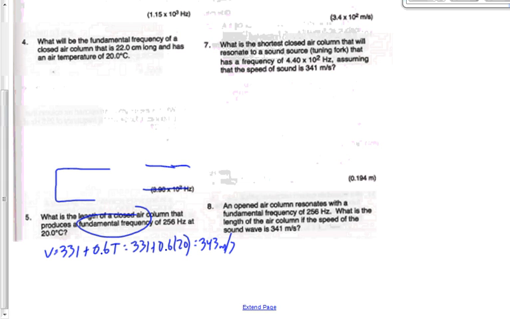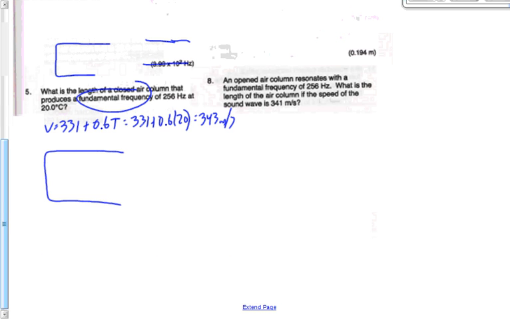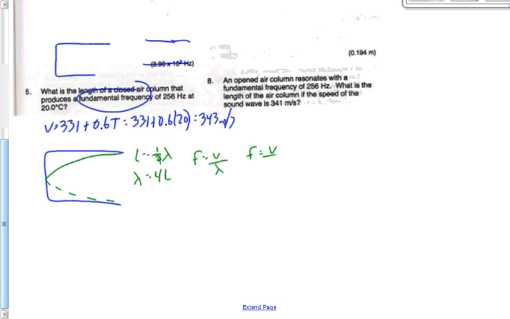We've got a fundamental frequency of 256. Let's derive the equation for the fundamental frequency here. Here's my air column that's closed, open at one end, closed at the other. Here's the first harmonic that will be produced. The length of this is 1/4 lambda. Lambda is equal to 4L. We're going to say F is equal to V over lambda, or F is equal to V over 4L. We're solving for the length here. So let's rearrange that. It becomes L is equal to V over 4 times F.